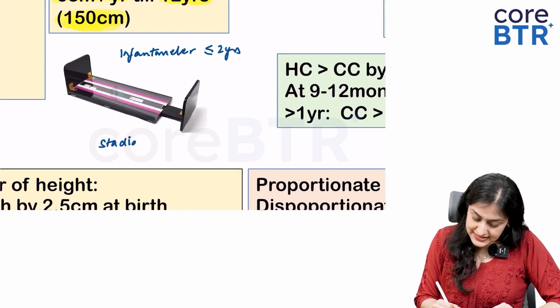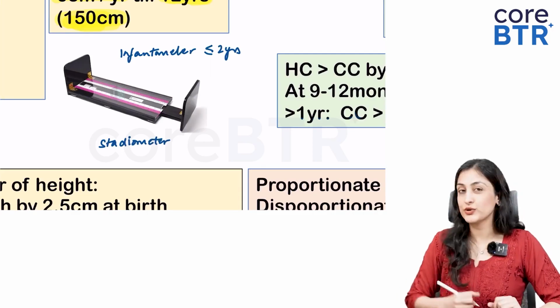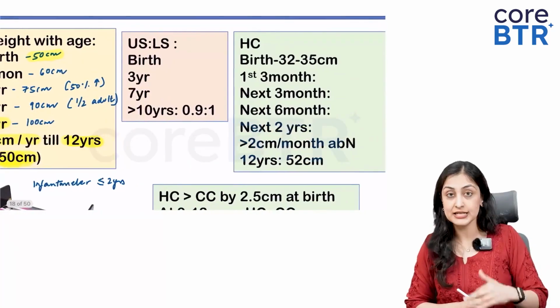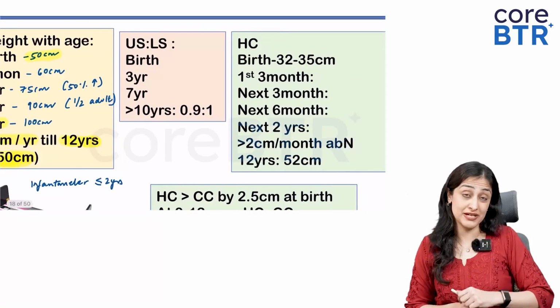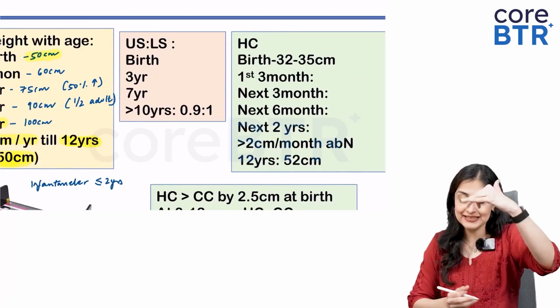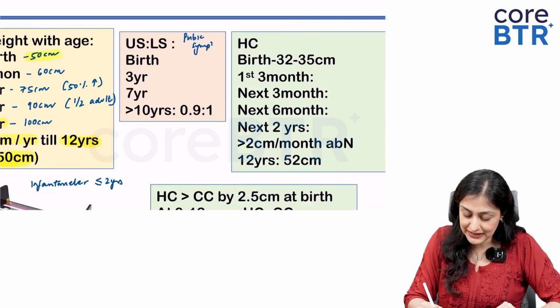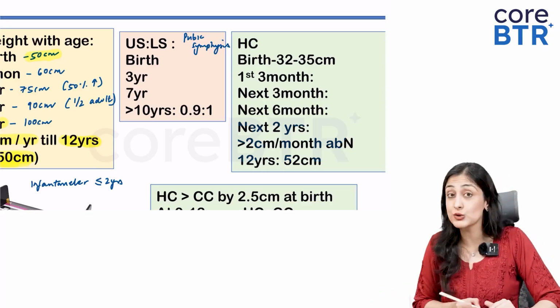So that's a stadiometer stand, where you measure the height. Okay, so that's about height. Upper segment to lower segment. So what is upper segment? Anything above the pubic symphysis is upper segment. Anything below the pubic symphysis is lower segment.